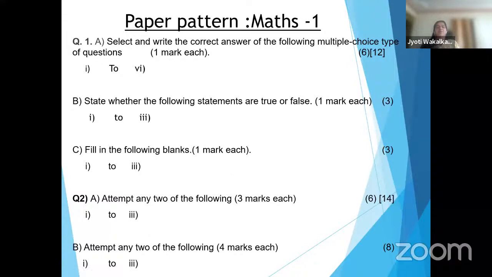Maths 1 paper pattern. In the question paper there are 2 sections. First section, Maths 1, it has 3 questions. First question, A part, select and write the correct answer of the following multiple choice type of questions. 1 mark for each sub question. Here you should write your answer properly.